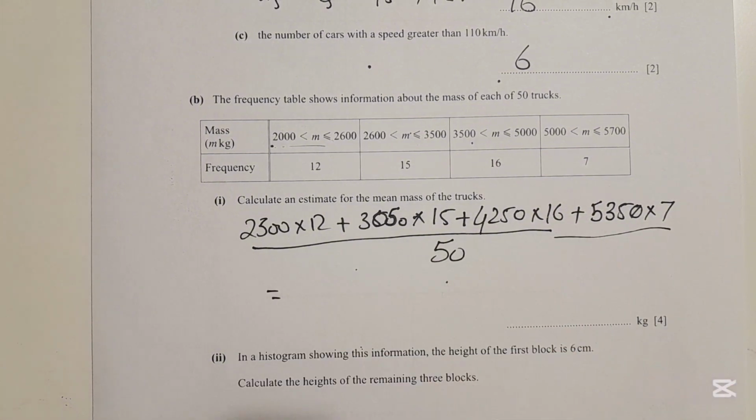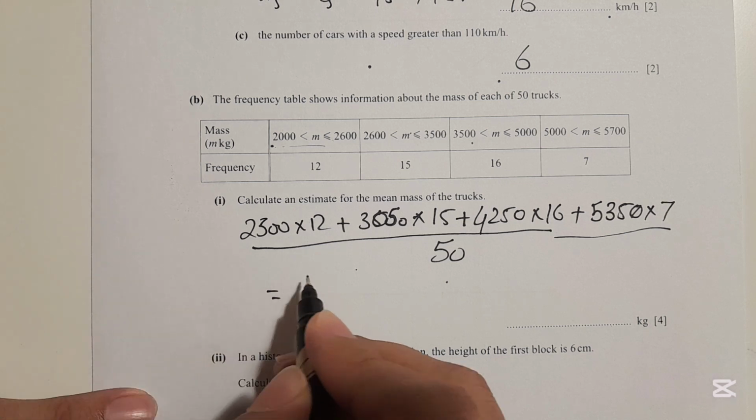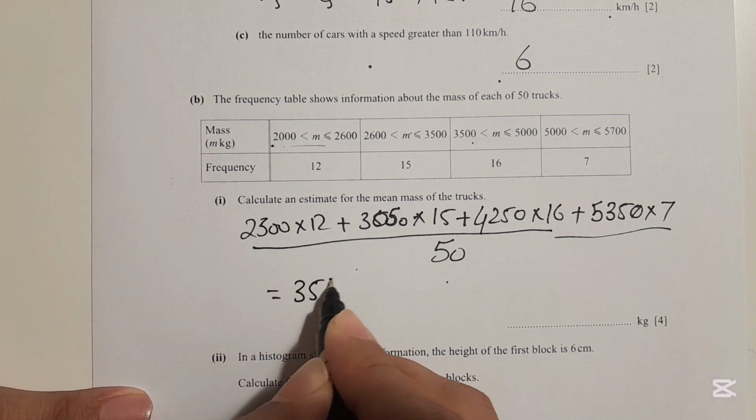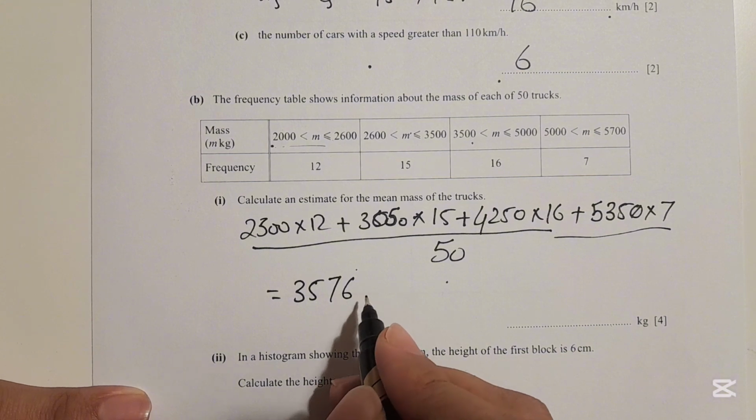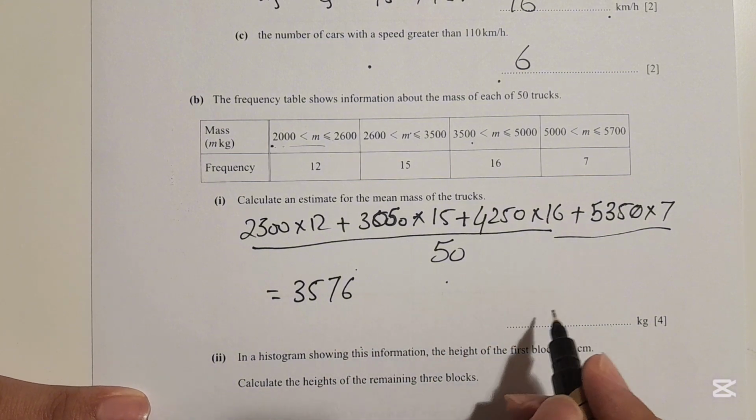So you will use the calculator to calculate the mean. 2300 times 12 plus 3050 times 15 plus 4250 times 16 plus 5350 times 7, divided by 50, which is 3576. So 3576 will be the mean mass of the 50 trucks.